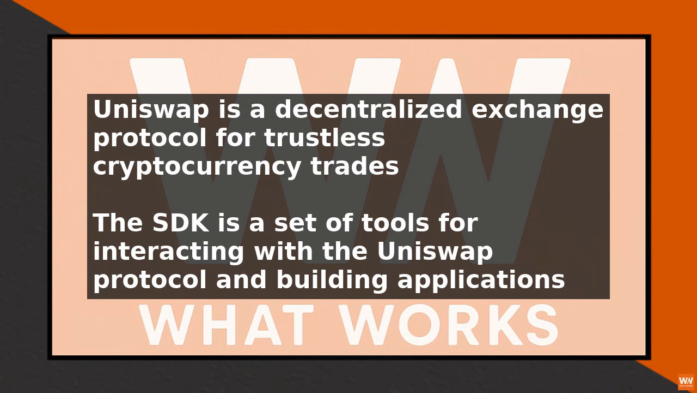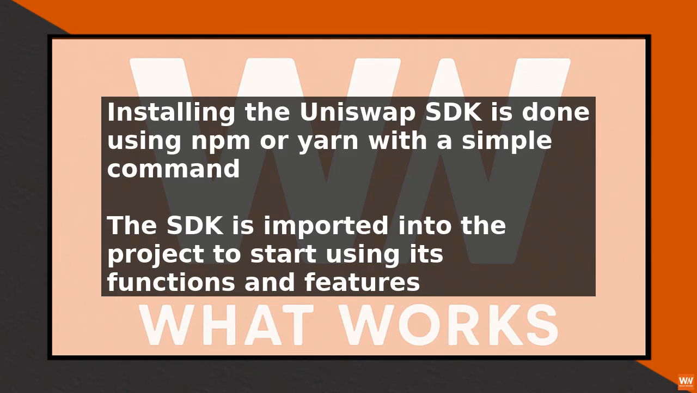The first step is to install the Uniswap SDK in your project. This can be done using npm or yarn by running a simple command. Once installed, you can import the SDK into your project and start using its functions.